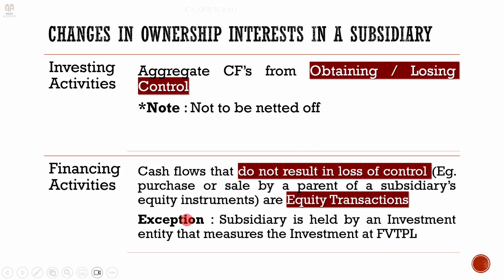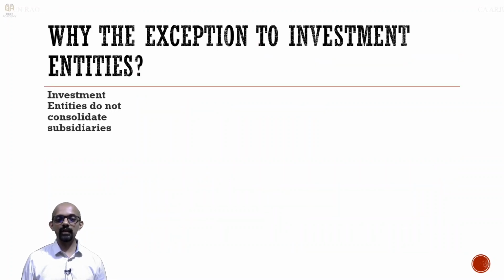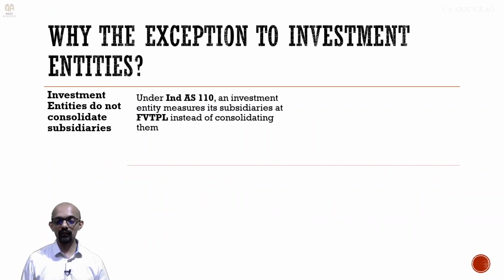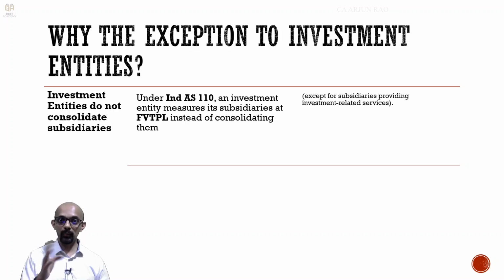Now there is an exception, and that is subsidiaries that are held by an investment entity that measures investments at fair value through P&L. So as per Ind AS 110, investment entities do not consolidate the subsidiaries, but they instead measure them at fair value through P&L. Of course, there is one exception given in Ind AS 110, that is if that subsidiary of that investment entity is providing investment related services, right? It is helping the investment entity in its business. So that should be consolidated, but in other subsidiaries.